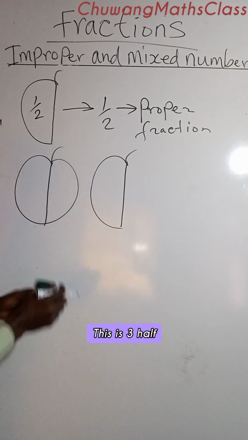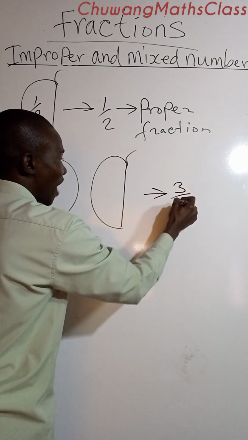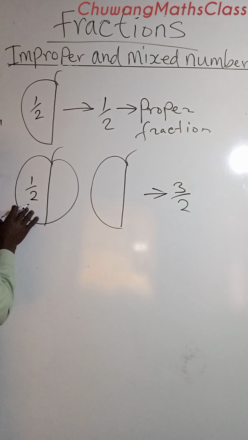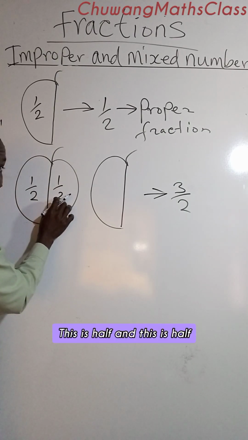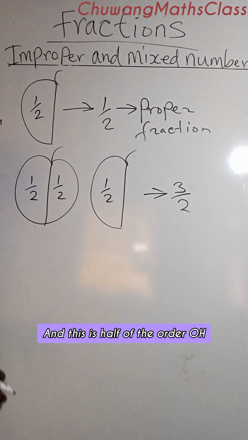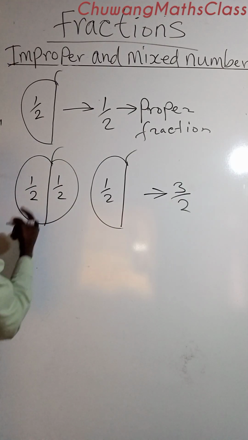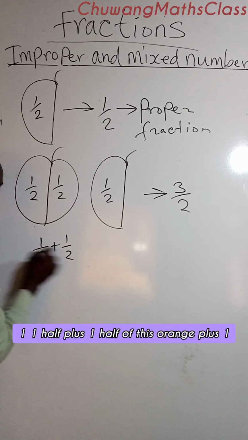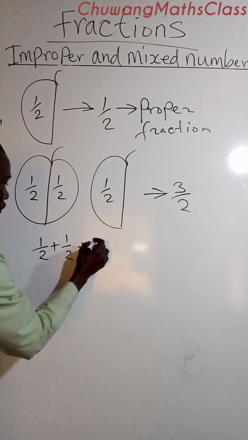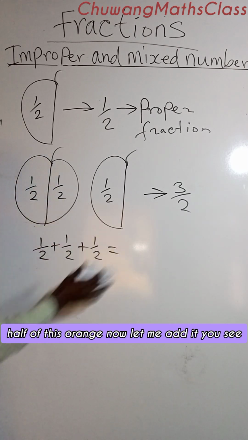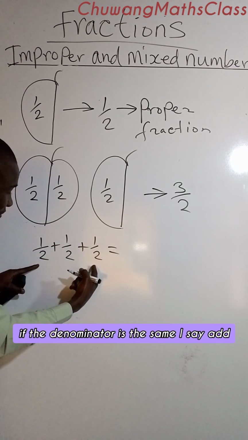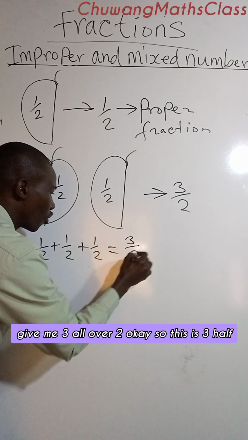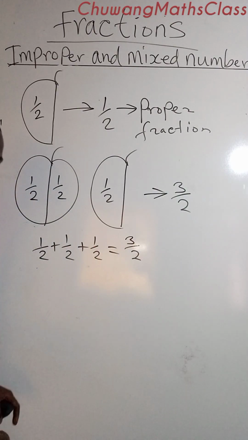This is 3/2. So this fraction is what? 3/2. If you want to see it very well, here is 1/2, right? This is half, and this is half, and this is half of the other orange. Now, 1/2 plus 1/2 of this orange plus 1/2 of this orange. Now let me add it. If the denominator is the same, I add the numerators. 1 plus 1 plus 1 will give me 3/2. So this is 3/2.